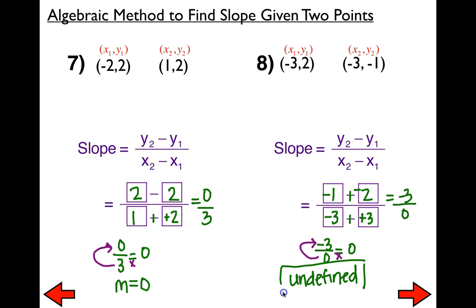So notice the difference. The only way, not the only way, but the best way to check is by checking to see, does 0 times 3 really equal 0? If so, the slope is 0. Or in this case, does 0 times 0 really equal negative 3? No, so it would be undefined.